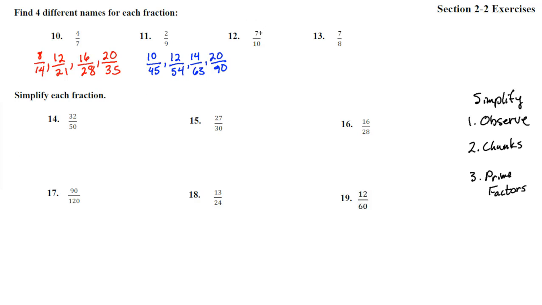All right, let's start at 3 this time. 7 times 3 and 10 times 3. Okay, so that would be 21 over 30. Times by 4 and times by 4, that's 28 over 40. 5 times 5 is 35 over 50.